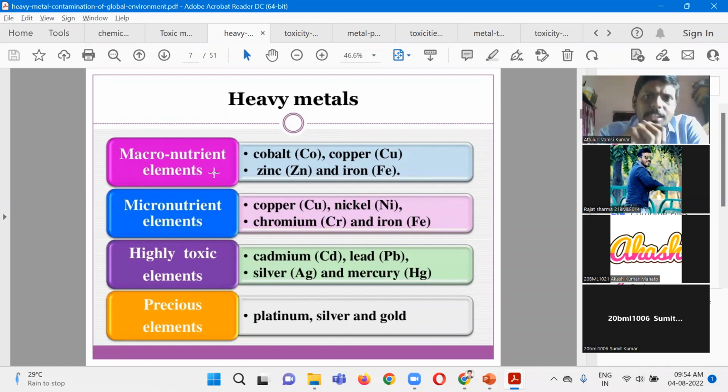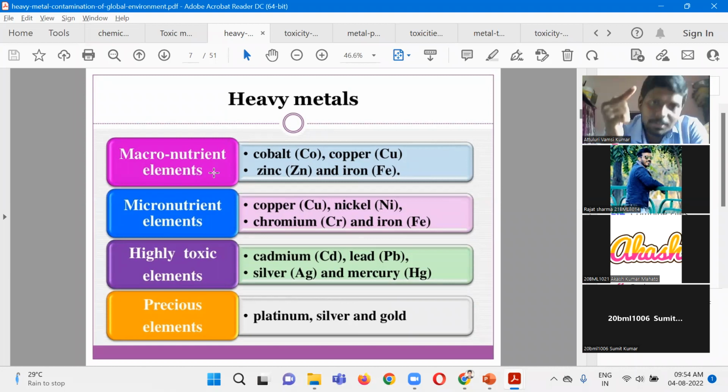Then micronutrients. Sometimes we need not mind about these micronutrients. They will automatically come via supplementation. Copper, nickel, chromium, and iron. Now microelements have some issues. The issue is, if we take microelements in large quantities, they can become toxic. At lower quantities, they won't cause any problems to the body.